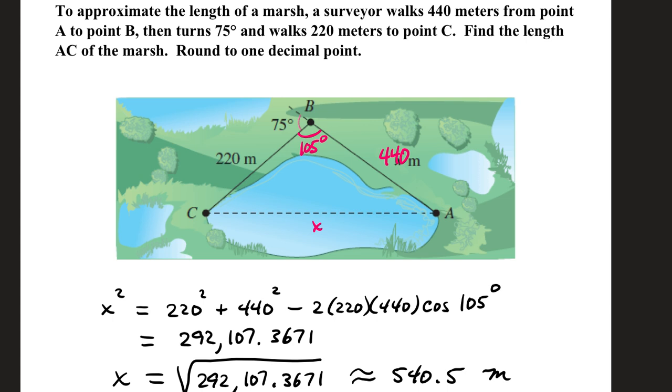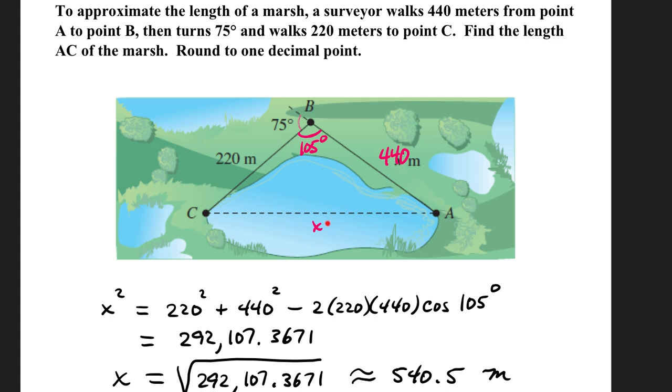How many degrees are in a straight line? 180, very good. So here at this junction B, the surveyor is walking in a straight line until he or she turns 75 degrees, but that leaves 105 degrees in here because these 2 need to add up to a straight line. So we have an interior angle of 105, and we have 2 adjacent sides of 440 and 220.